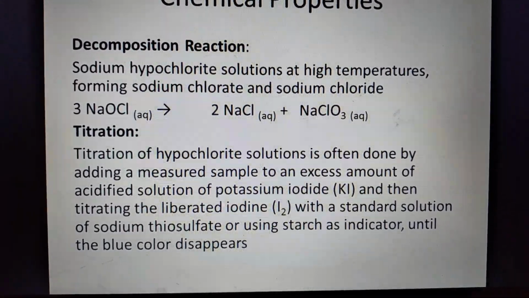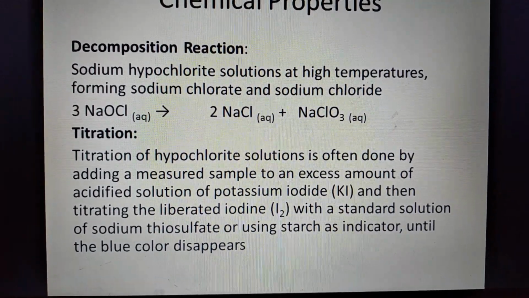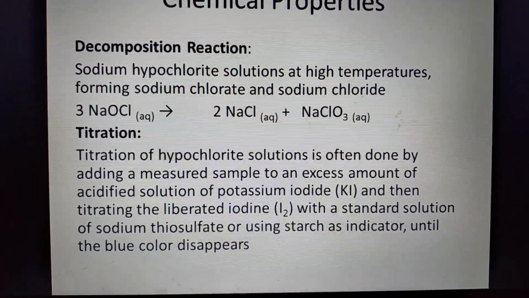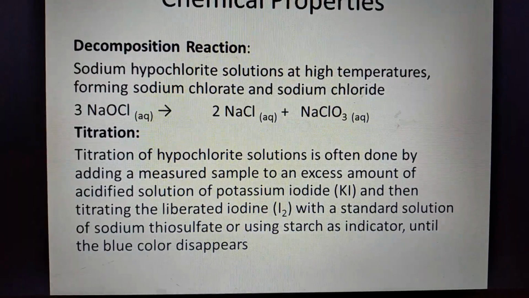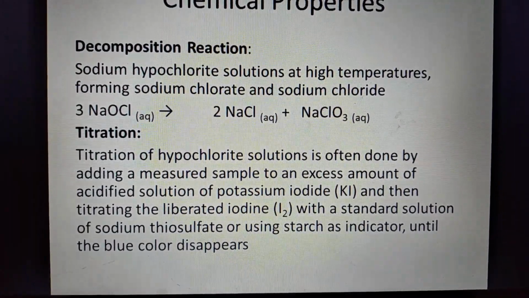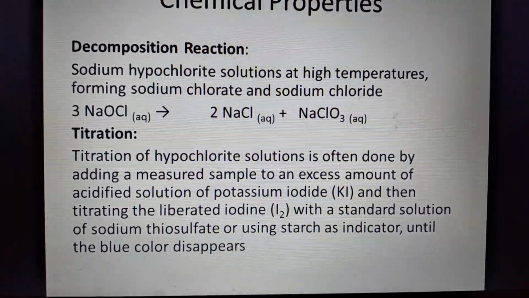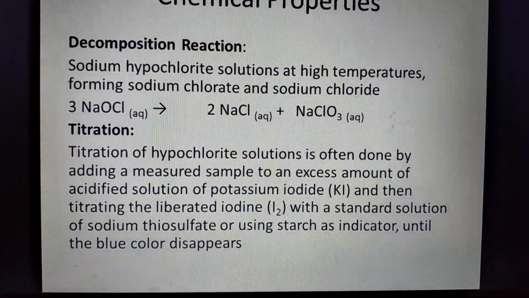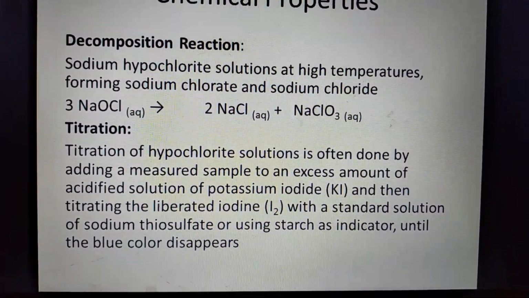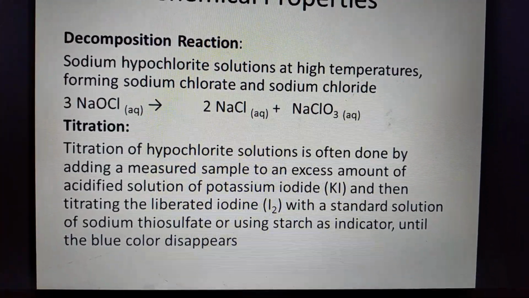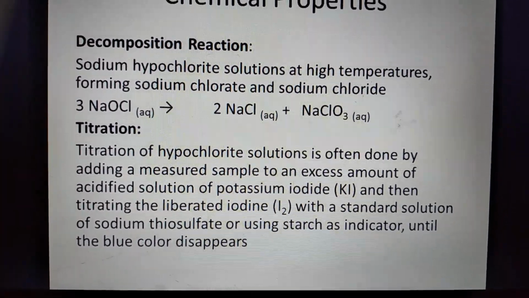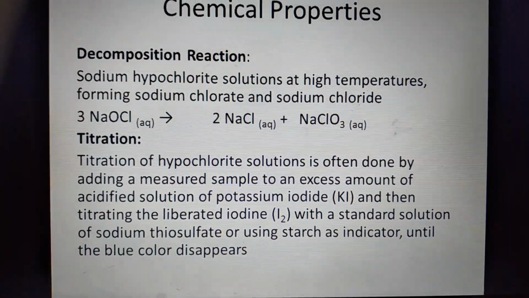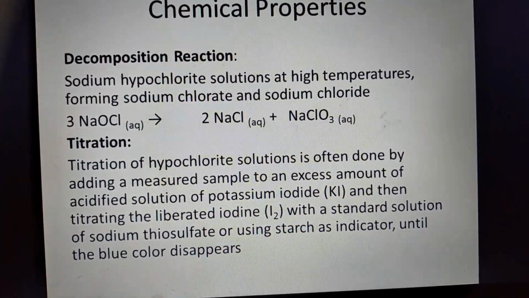We use in the lab acetic acid and then titrate the liberated iodine in the presence of an indicator, that is starch, to form the starch iodide. In the burette we will take the sodium thiosulfate until the blue color disappears. So this is the end of the titration.